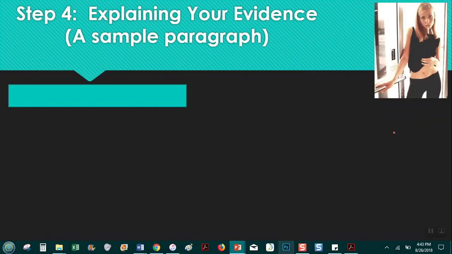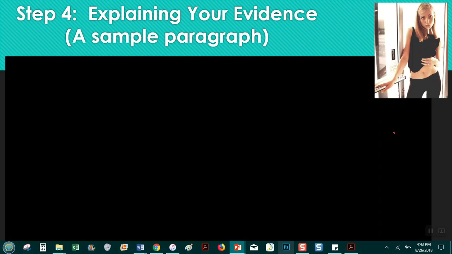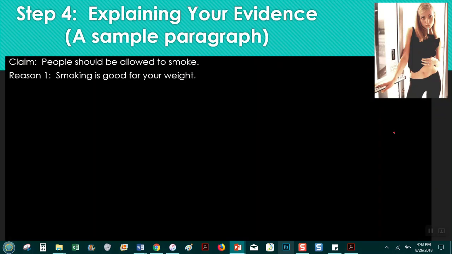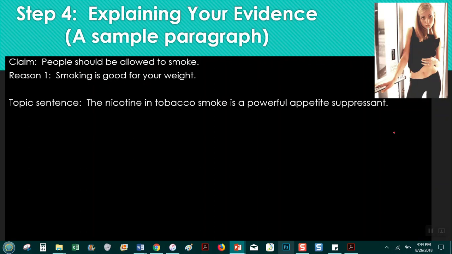Here is another example. It's Gwyneth Paltrow smoking and trying to look cool while smoking. People should be allowed to smoke. Smoking is good for your weight. This was from a student paper I had. So this was a claim, and this was one of the reasons. Here was the topic sentence for one of her body paragraphs: The nicotine in tobacco smoke is a powerful appetite suppressant.